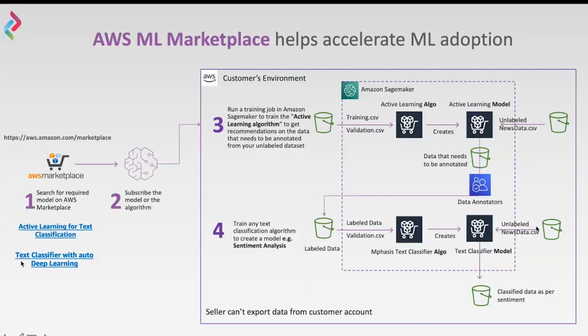So let's take a look at this. Once you subscribe to this machine learning algorithm from Marketplace, it gets deployed as a container on your Amazon SageMaker, which is Amazon's machine learning platform for building, training, and deploying models. And this runs within your own customer environment, where the sellers don't have access to any of the data that you experiment these models with. So your data is completely protected.